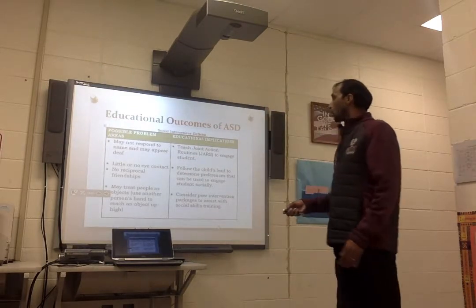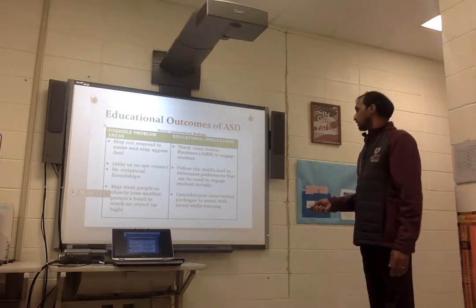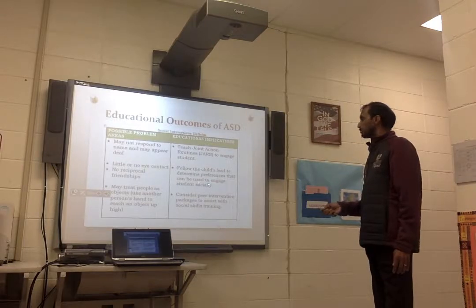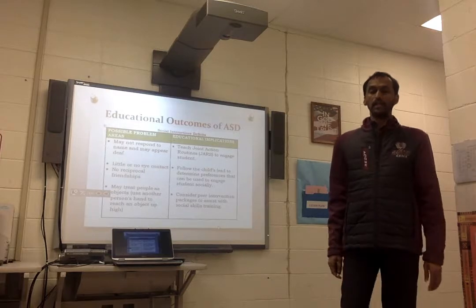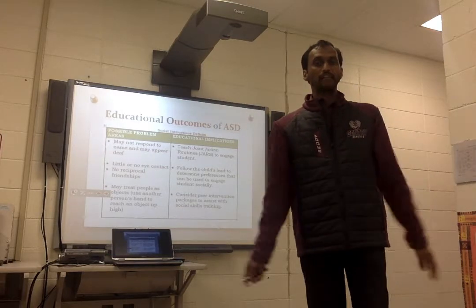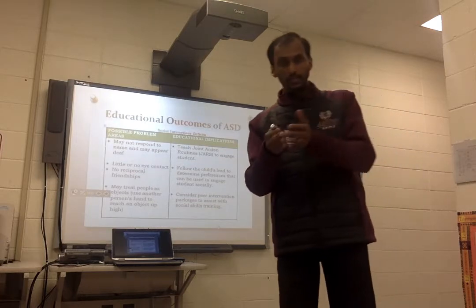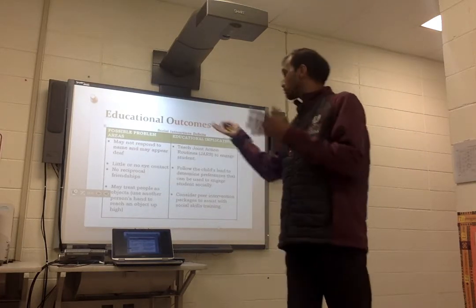Now, little or no eye contact, no reciprocal friendships. Here we say follow the child's lead to determine the preferences that can be used to engage the student socially. What are the things the child likes to do? Try to create that kind of activities for the other children who want to be in that school or special education school, then they will do a better job in school.